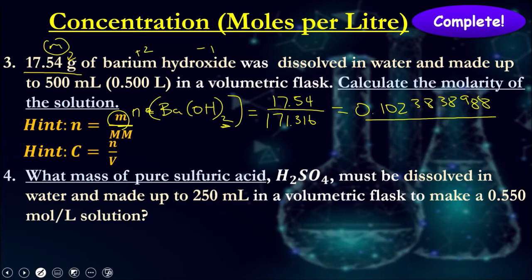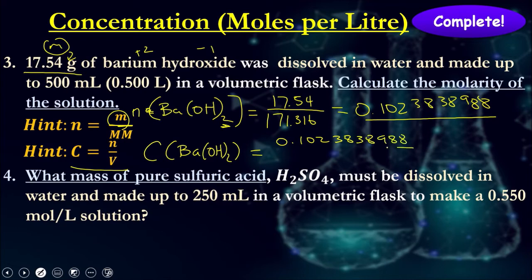The last thing I need to do is work out the molarity. So moles per liter. So the concentration of barium hydroxide is equal to the number of moles, 0.102383, over the volume provided. This one's already converted for you into liters.